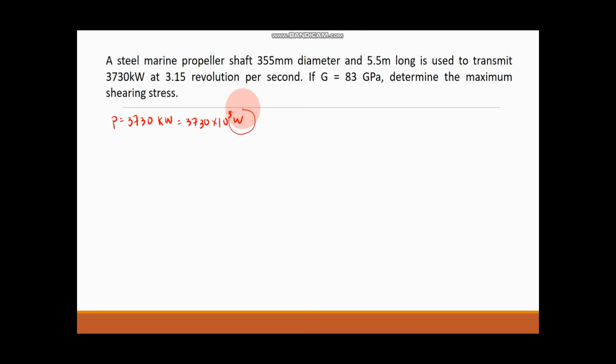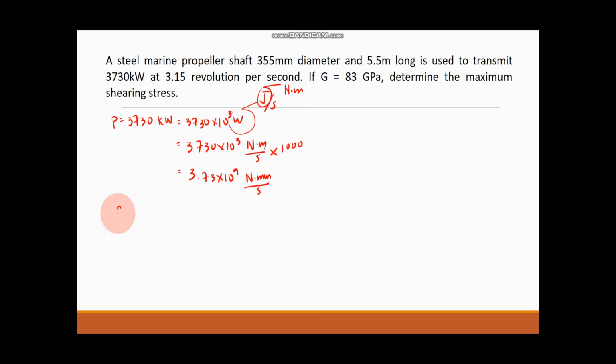And we know that watts is equal to joule per second. And joule is equal to newton meter. So the power would now be equal to 3,730 times 10 raised to 3 newton meter per second. But I want to use a millimeter on this part, so multiply lang natin siya ng 1,000. So magiging 3.73 times 10 raised to 9 newton millimeter per second. Para uniform lahat, newton and in millimeter.